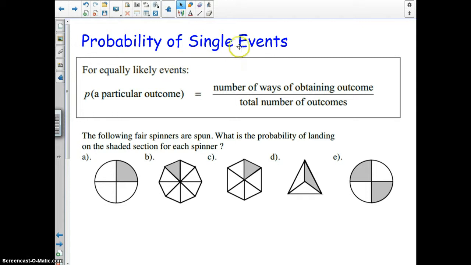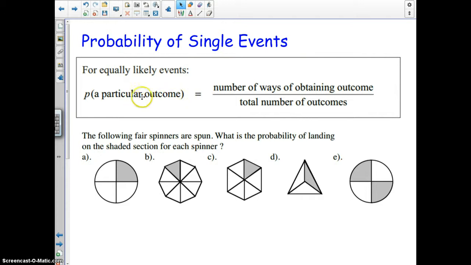Now, what are probability of single events? When you say events, these are situations that will just happen once, like single events. For equally likely events, the probability of a particular outcome is equal to the number of ways of obtaining the outcome divided by the total number of outcomes. This is the formula that we use for probability of single events.